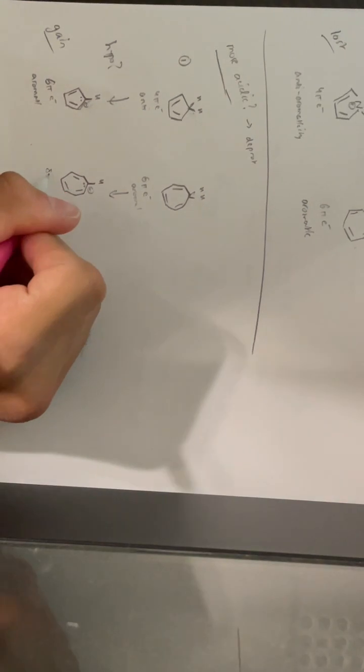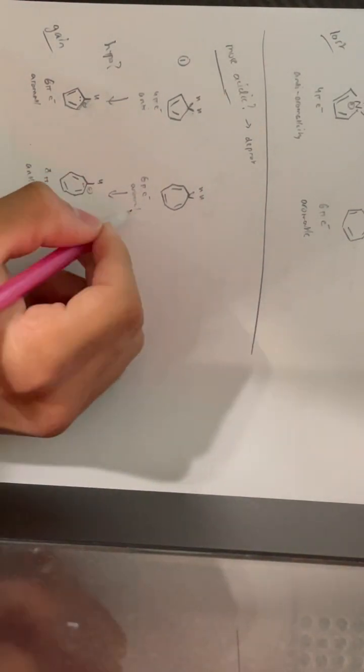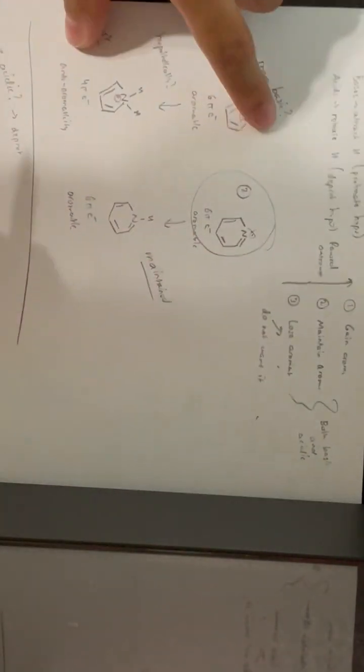In this case, it's 8 electrons. Therefore, it's a multiple of 4. So it's anti. Now I've gone from aromatic to anti. I have lost aromaticity. Therefore, gaining is best. Losing is worst. So this guy is more acidic.